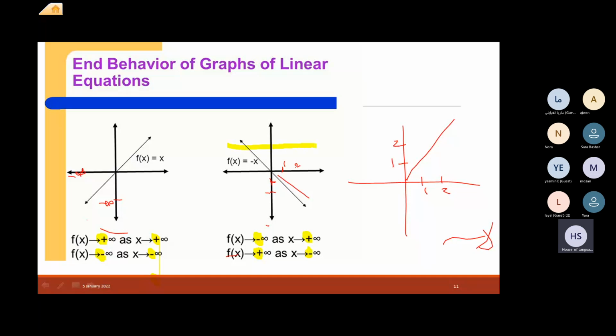I will tell you about this. If x goes from negative infinity to positive infinity, or I can say if x approaches negative infinity, or if x approaches positive infinity. I will tell you about this.